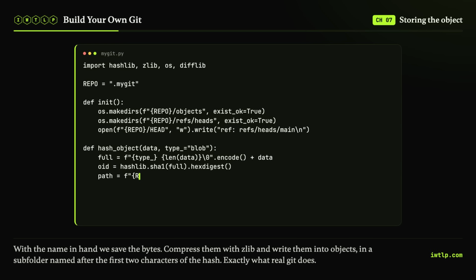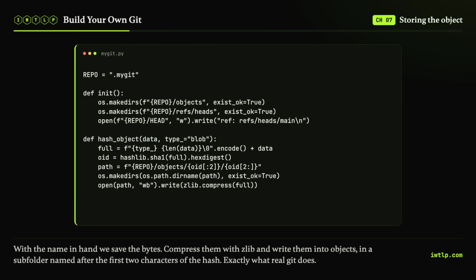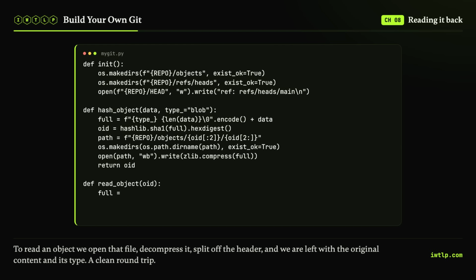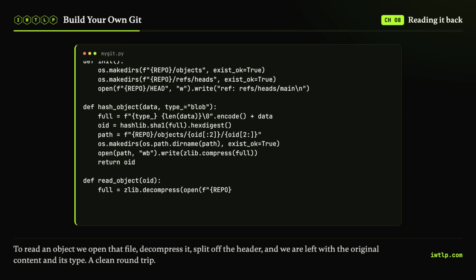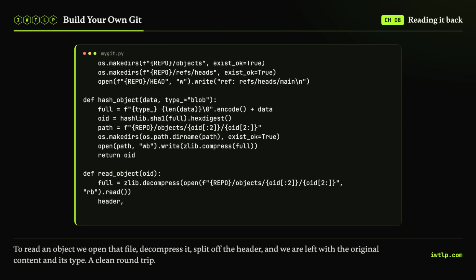With the name in hand, we save the bytes. Compress them with zlib and write them into objects in a subfolder named after the first 2 characters of the hash. Exactly what real Git does. To read an object, we open that file, decompress it, split off the header, and we are left with the original content and its type. A clean, round trip.